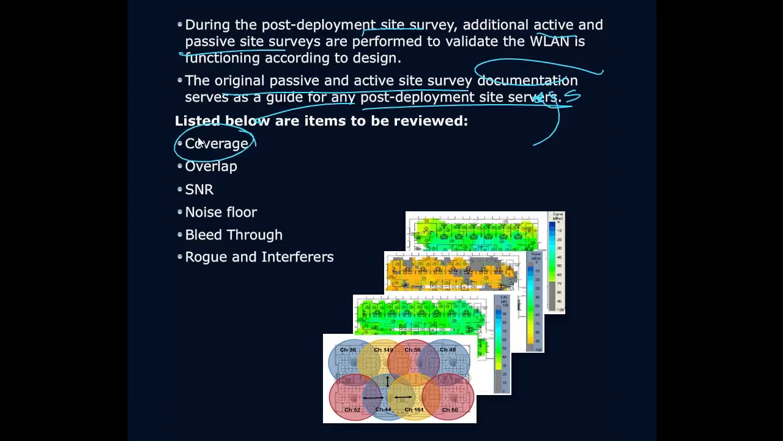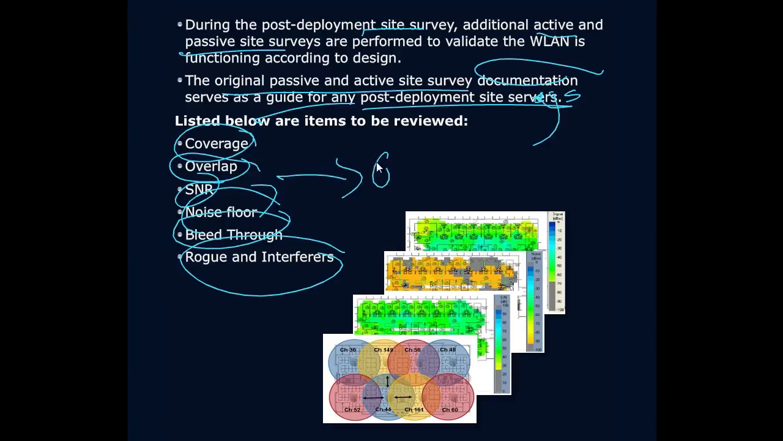I need to know what's overlapping, any overlapping in channels. I need to know the signal to noise ratio, the noise floor we talked about, the bleed through, and finally, here is where they brought in rogues and interferers. I need to know those and compare it to what? The originals.